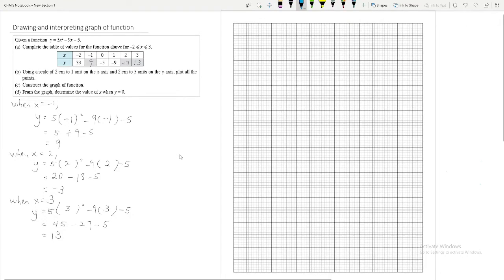To draw a graph, we need to draw the axis first. So for the x-axis, this is 2 cm to 1 unit, and the y-axis is 2 cm to 5 units. Okay, we need to estimate the space for the x and the y values. X is from -2 to 3, and for the y value, the maximum number is 33, and the minimum number is -9. So we need a lot of space for the positive numbers of y.